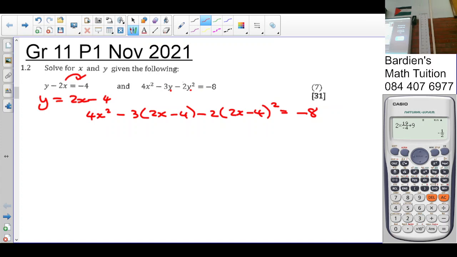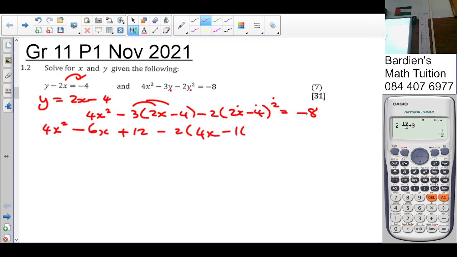Which now gives us 4x squared minus 6x plus 12 minus 2 into your binomial squared, which is 4x squared. 2x times negative 4 is negative 8 times 2 is negative 16x plus 16 plus 8 is equal to 0. Go over that as well. So that's going to give you 4x squared.